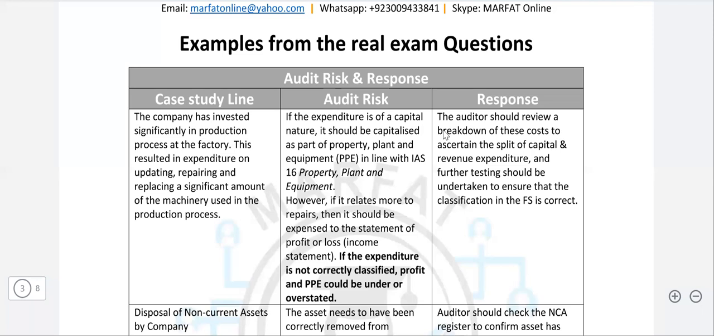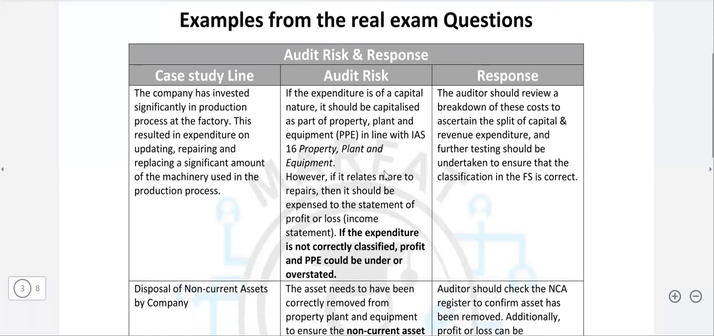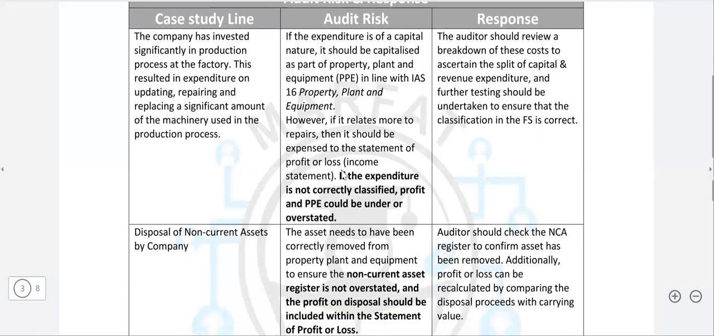Now there are so many examples right in front of you. We are not discussing the response right now because we first need to understand the audit risk. The next stage will be understanding the responses. So we are doing only two columns first: the case study line, which is part of your exam question. What I have done is exactly pick out these lines from your exam questions. And then the next column, which is the audit risk, is how you're going to write the audit risk within the exam.